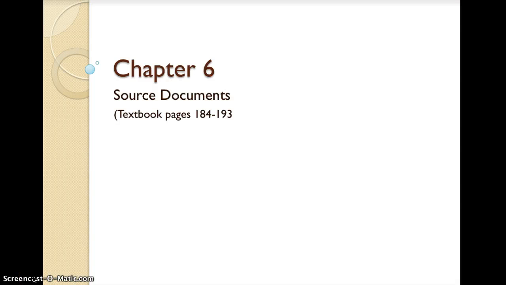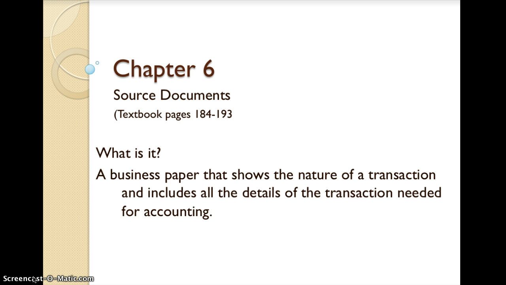As we have seen, transactions are first recorded by accounting personnel as journal entries. But where did they get this information? They get it from source documents. What are source documents? They are business papers that show the nature of a transaction and include all the details of the transaction needed for accounting.